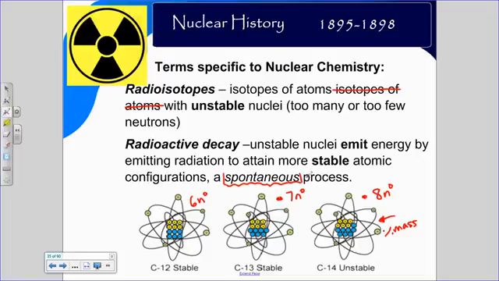You may be asking yourself, Mr. Crump, why didn't you write number of protons there? Because it's all carbon. All carbon has 6 protons. No need to get too specific.